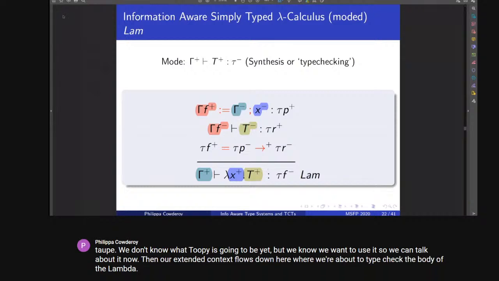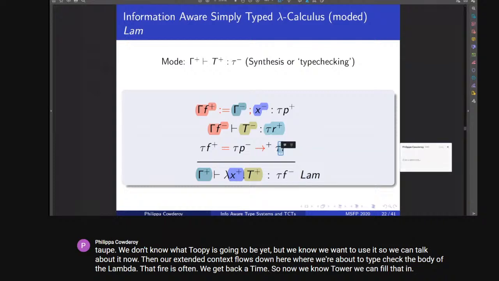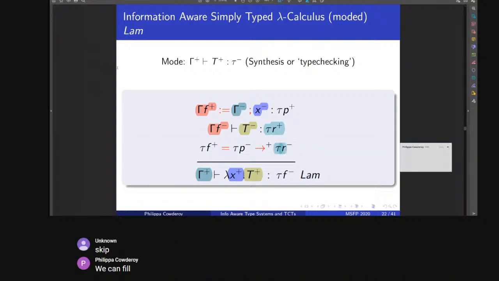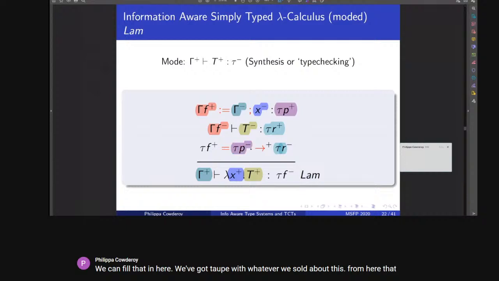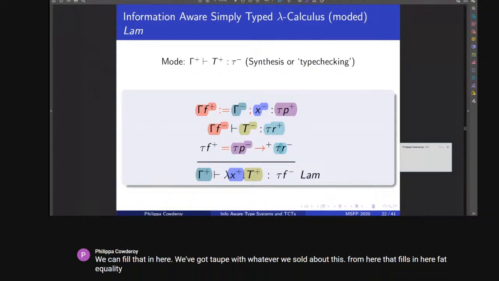That fires off and we get back a type. So now we know tau r, we can fill that in. Whoops. We can fill that in here. We've got tau p with whatever we solved about it. From here, that fills in here. That equality constraint can fire, and now we know the type of the function represented by the lambda.